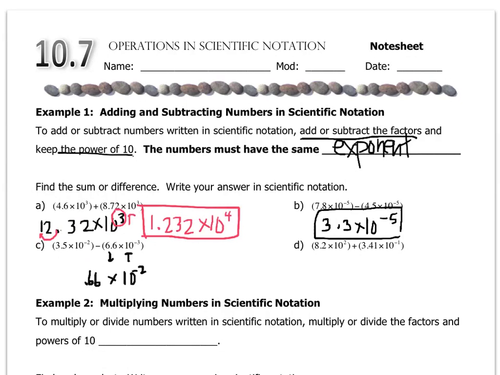So let's subtract. I get 2.84 when I subtract these two numbers, times 10 to the negative 2. Since my number is between 1 and 10, I don't need to change anything.